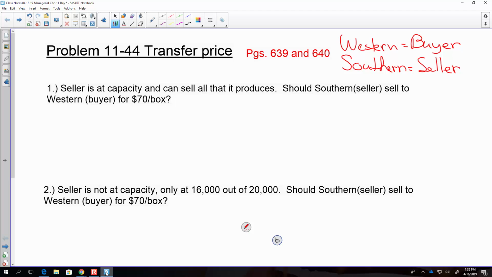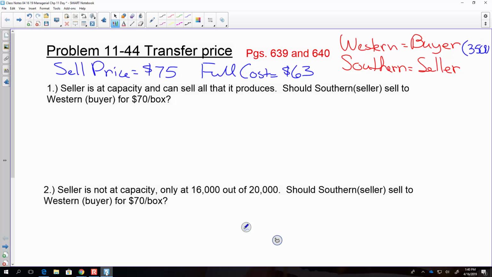We have some cost information on making the box. $35 of materials, $8 of labor, variable and fixed overhead, $10 a piece. For a total cost, full cost, right, of $63. Current selling price is $75. And their production capacity is 20,000 units. Seller, Southern, the buyer, which is Western, is looking to buy 3,500 boxes. So we're looking for 3,500 units at $70.